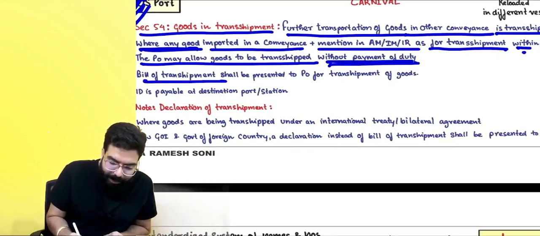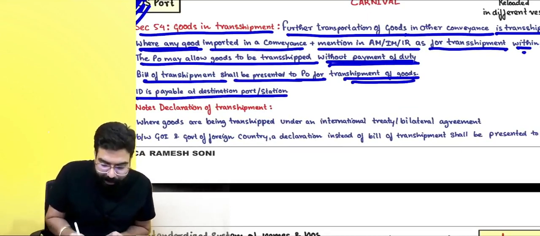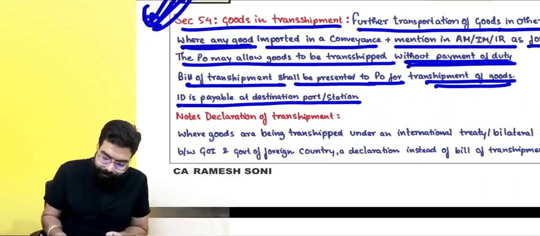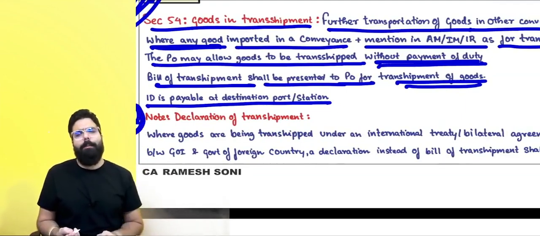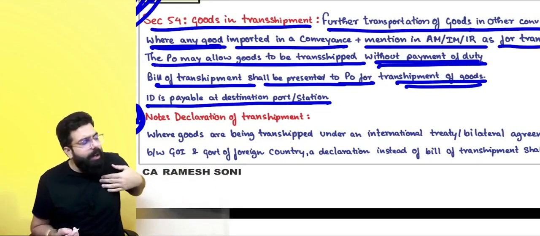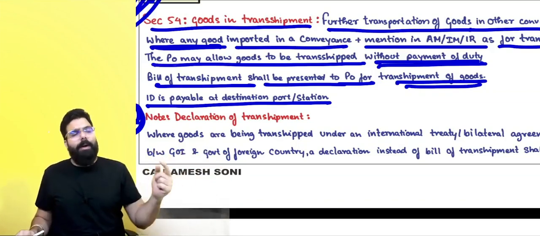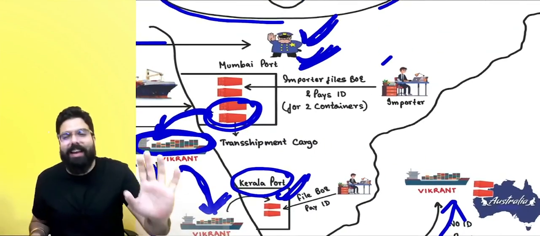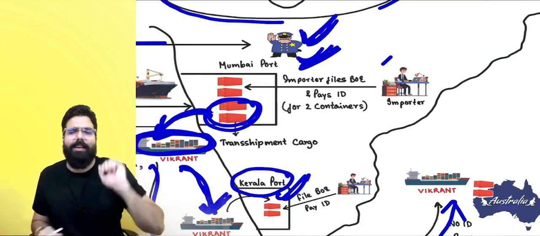Bill of transshipment shall be presented to the proper officer for the transshipment of goods. Import duty is payable at the destination port or the destination station. There is something called a declaration of transshipment also. What is a declaration of transshipment? If the Indian government has an international treaty or a bilateral agreement with the Sri Lankan government, then instead of a bill of transshipment being presented, a declaration of transshipment is enough. There is no requirement of a bill of transshipment, just a declaration is enough.